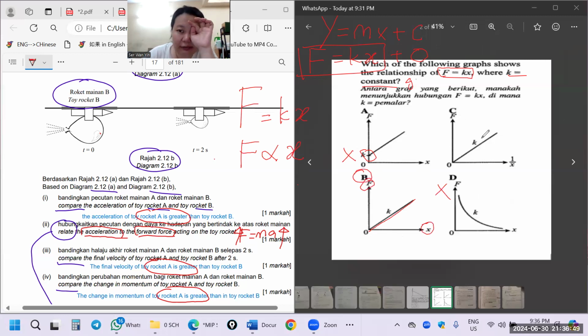This one is F directly proportional to 1 over x, which also means F is inversely proportional to x. Okay, so answer is B.